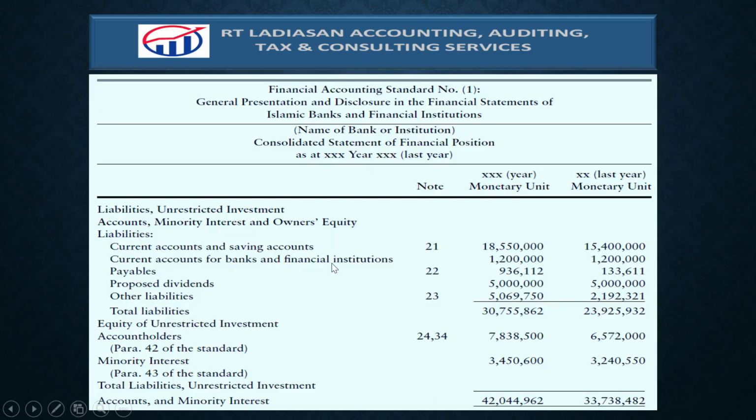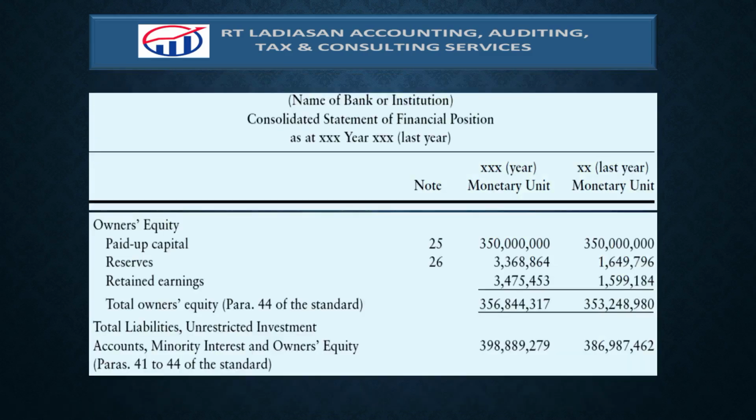Another way of presenting the balance sheet or the statement of financial position is that instead of firstly presenting the assets, the liabilities and unrestricted investments are first presented. So as you can see here, the liabilities, then the liability items, then the equity of unrestricted investment account holders, then the total liabilities, unrestricted investment accounts, and minority interest. So that includes the minority interest. Then, thereafter, the owner's equity.